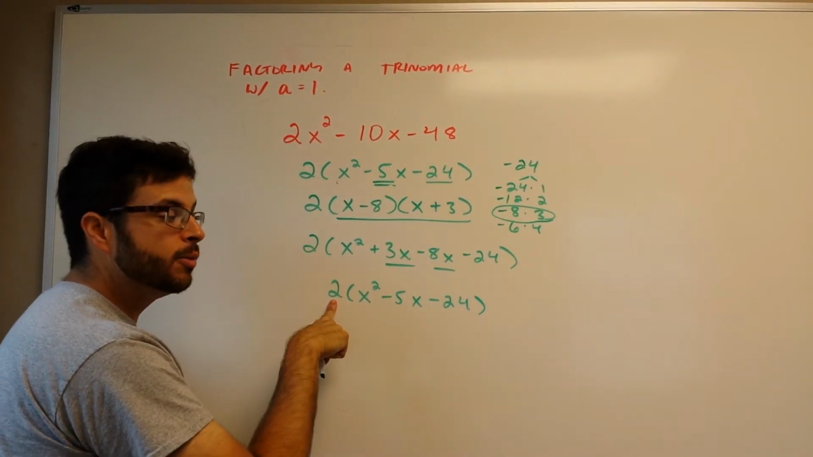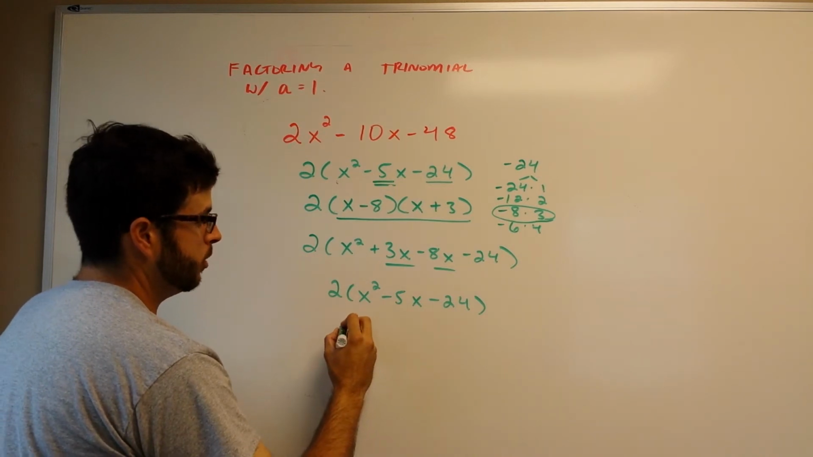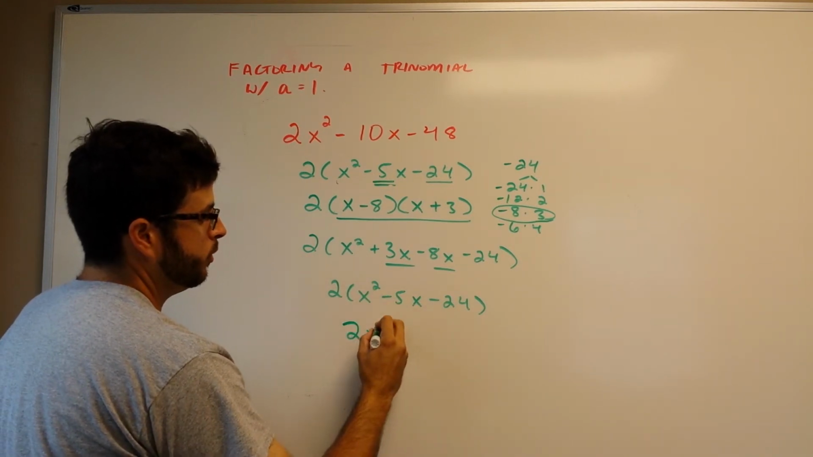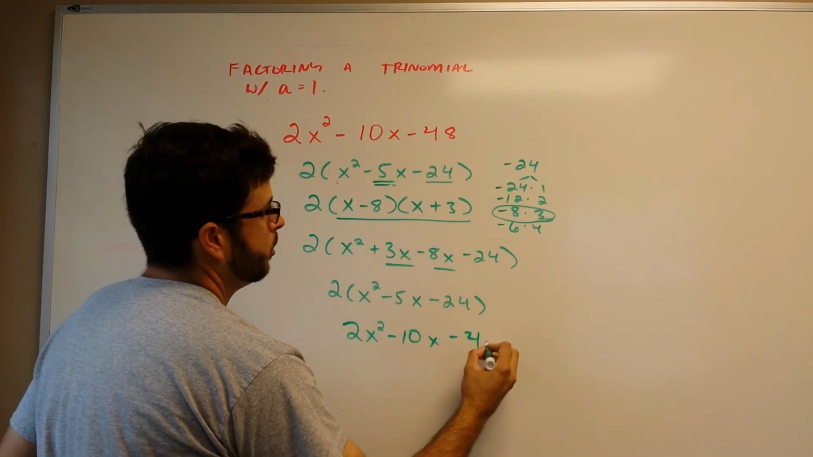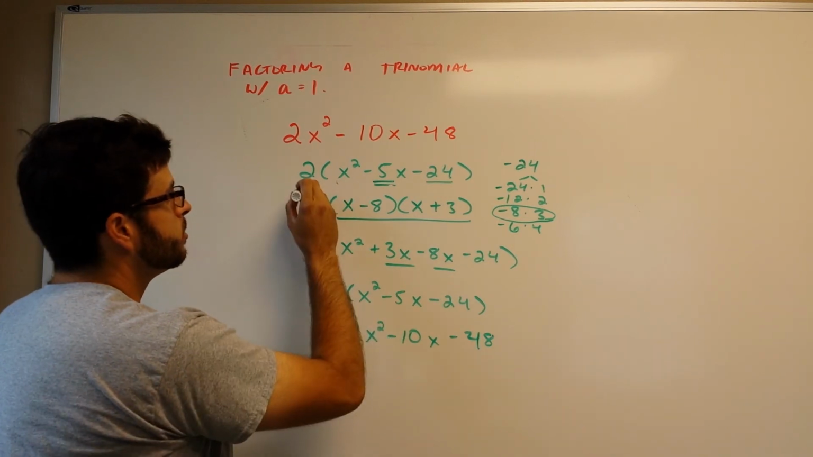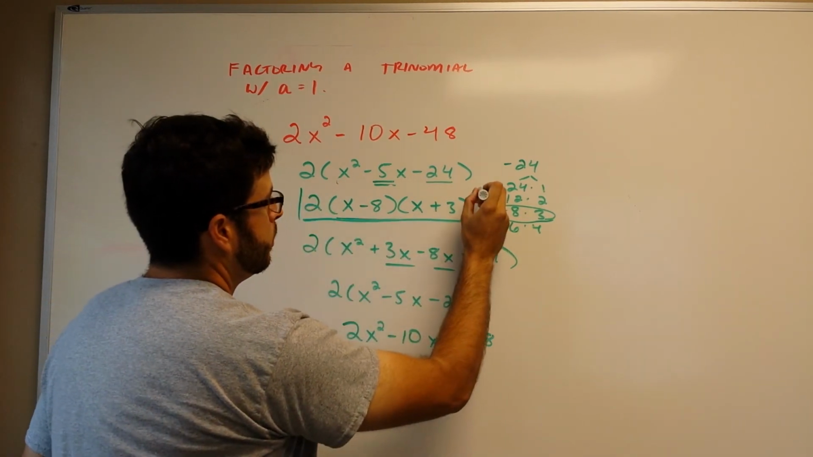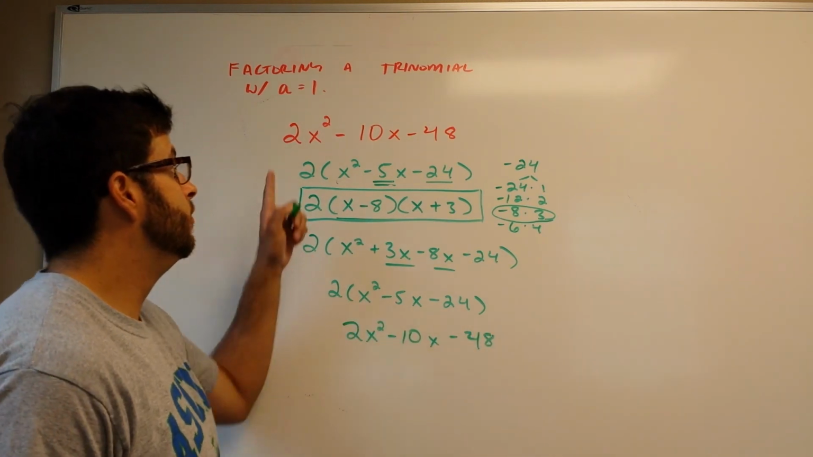Now let's distribute the 2 back through to see if we get the original expression. So multiply the 2 back through, we get 2x squared minus 10x minus 48, which is where we started. So this must mean that inside that box is our solution. That's our factor of this trinomial.